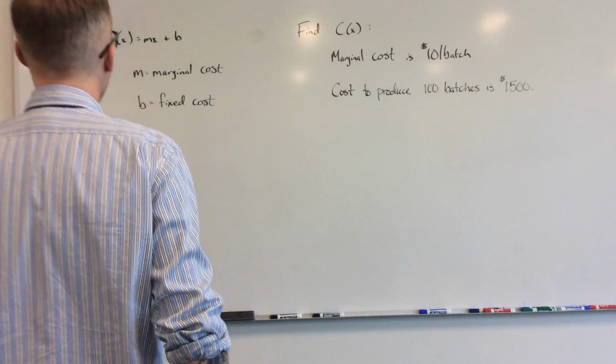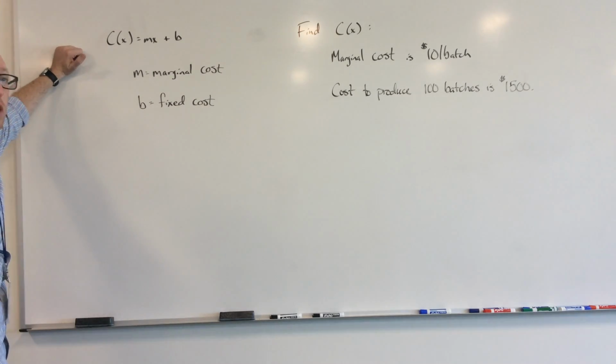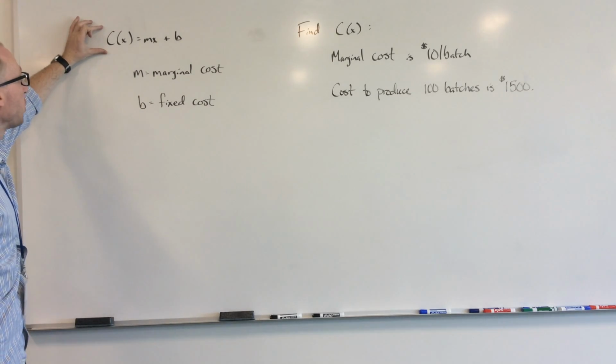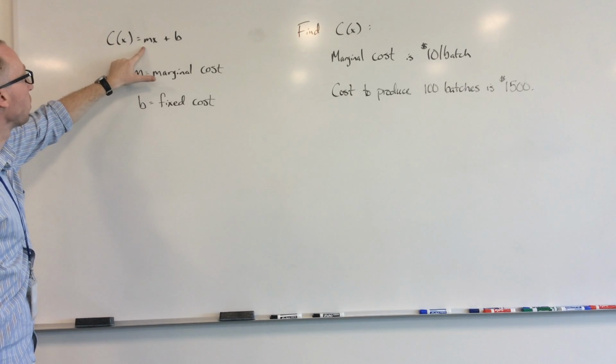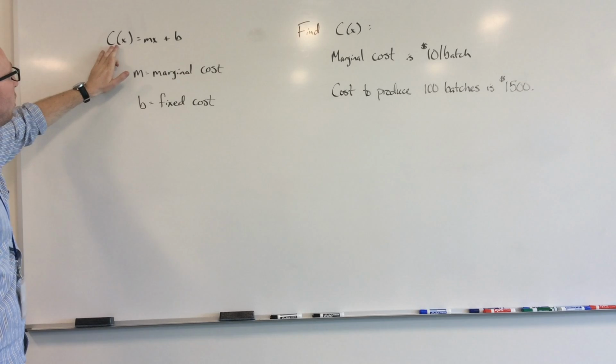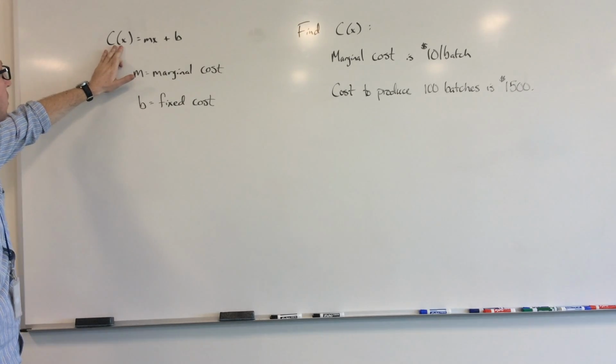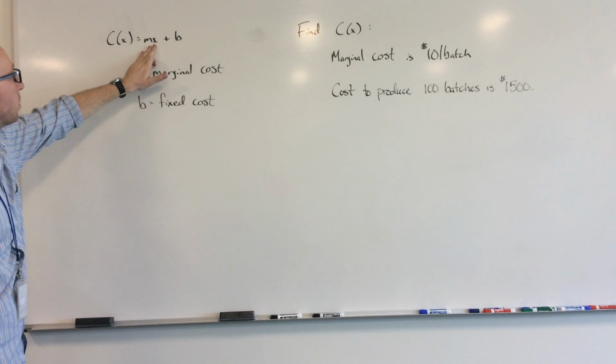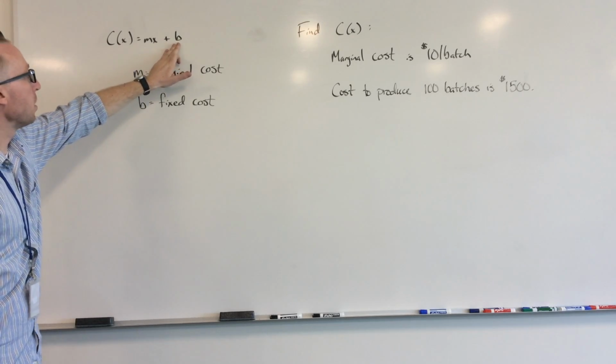All right, we've got an example where I have to find the cost function for a given business. The cost function model is given by C of x equals mx plus b. This means that the cost C for x number of units in a given business is m times x, the number of units produced, plus b.